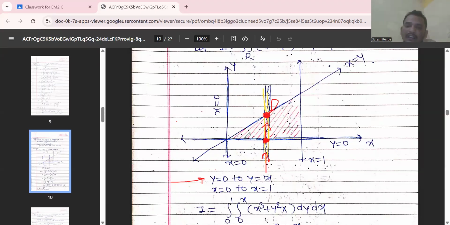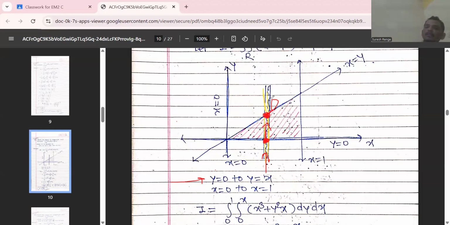What is the value for this? ये line, इस line में जो touch होता है upper limit पे, y is equal to x line पे जो touch होता है upper limit, उस अपर लिमिट में y की वैल्यू क्या है? y is equal to x. Therefore this is the upper limit for y. ओके, y को पैरेलल स्ट्रिप मैंने ड्रॉ किया तो मुझे y की लिमिट मिल गई. y की लोअर लिमिट 0, y की अपर लिमिट x.